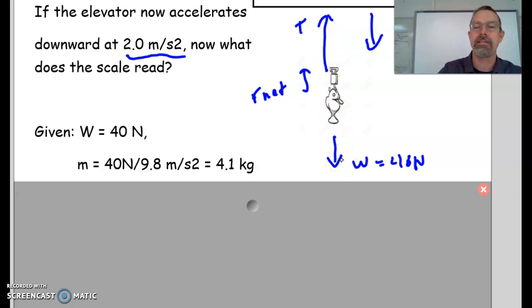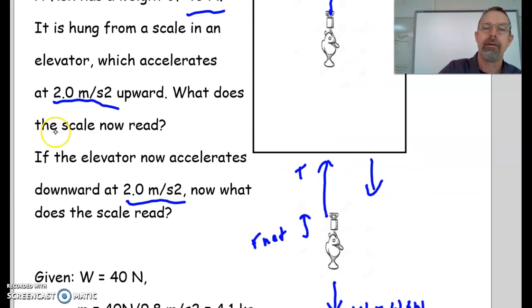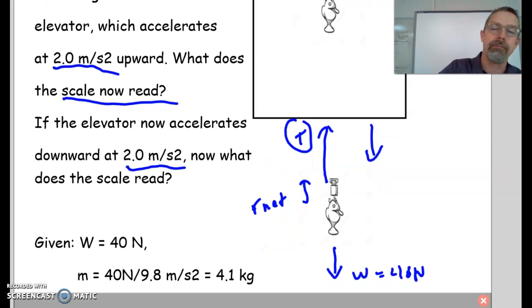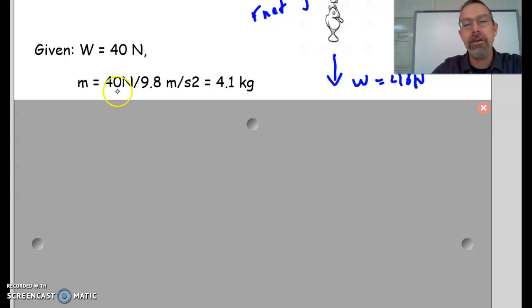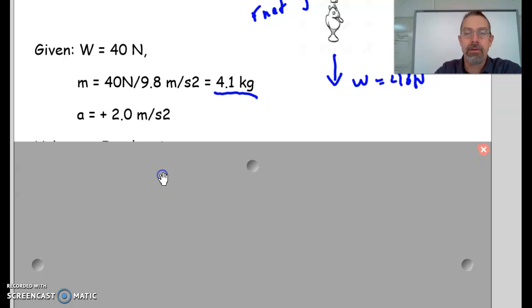Okay, so if that's the case, let's flesh this out. We're going to look for what this scale now reads. That's what that value is going to be, because that's how hard it's pulling up on the fish. So if I know that that fish normally weighs 40 newtons, the mass of a 40 newton fish is going to be 4.1 kilograms. I'm just going to divide that by 9.8 meters per second squared. And if that's the case, my acceleration is 2 meters per second squared upward.